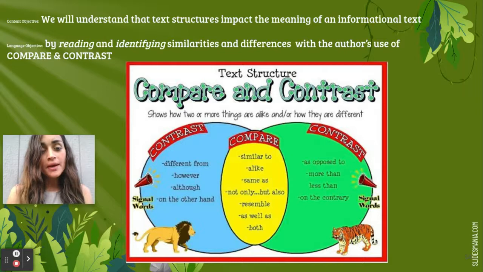When authors talk about similarities, they're usually comparing what they share in common. So they'll use signal words like similar to, alike, same as, not only, but also, resemble, as well as, and both.